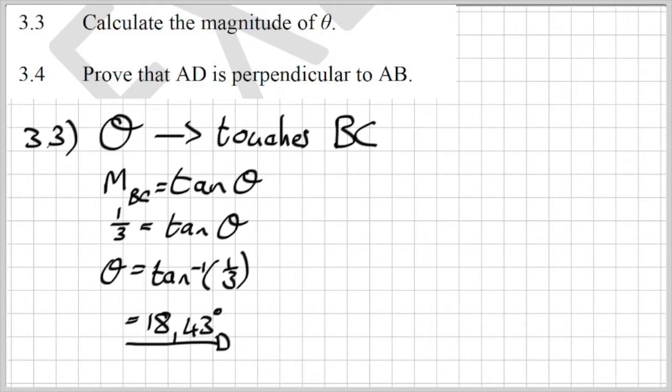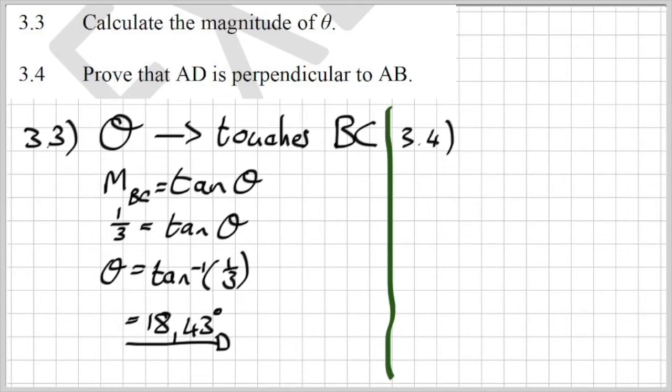Now you might not be familiar with the terminology of arctan, but on your calculator it is just calculated as shift tan, or tan to the -1. But formally in maths we love to use the word arctan. That's the right terminology. Now let's quickly look at question 3.4.